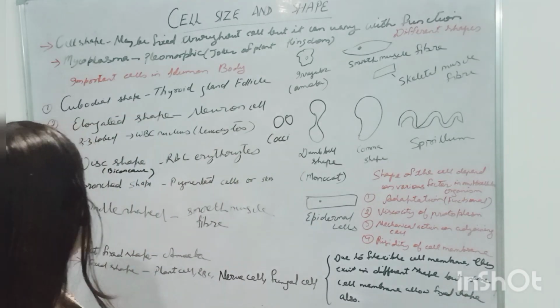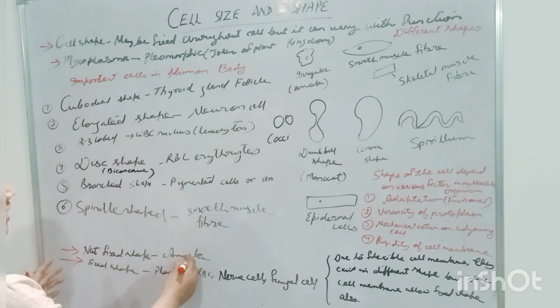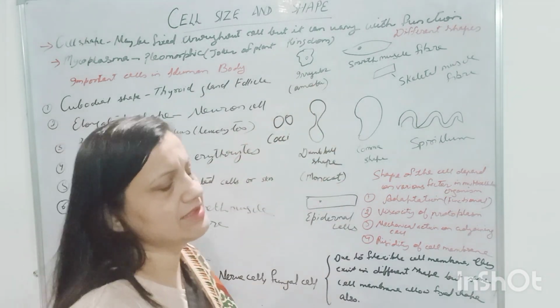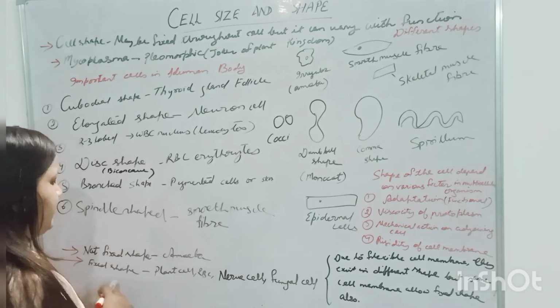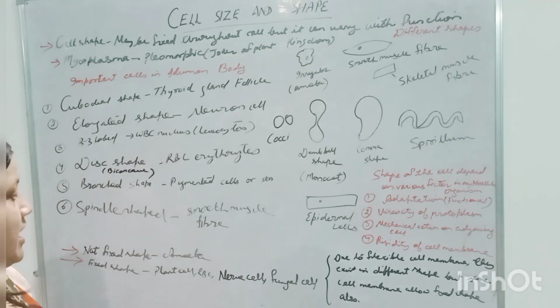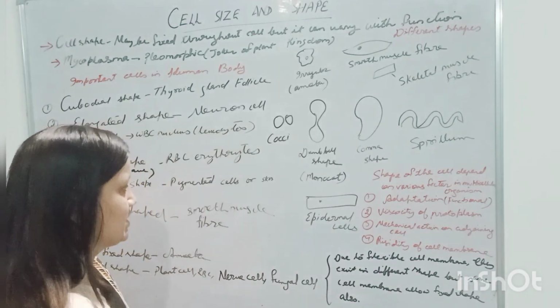Shape of the cell, if it is not fixed, is just like amoeba. Amoeba is what? It is irregular in shape. The cells whose shape is not fixed come under amoeba, and fixed shape like plant cell, RBC, nerve cell, fungal cell, they come under fixed cells.